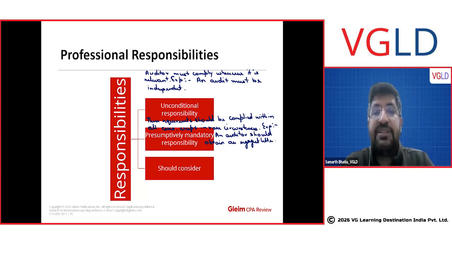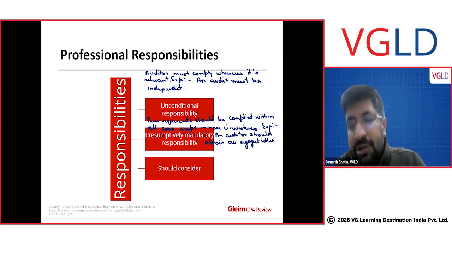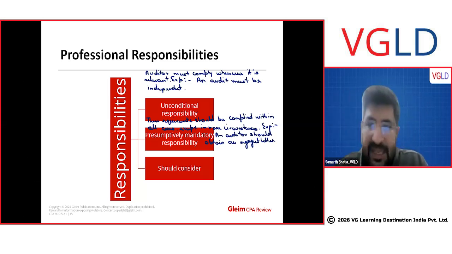We can't use the word must. We can use the word should. They have to obtain it. If they're not taking it, it's not like they can't do an audit. Still they can do an audit.